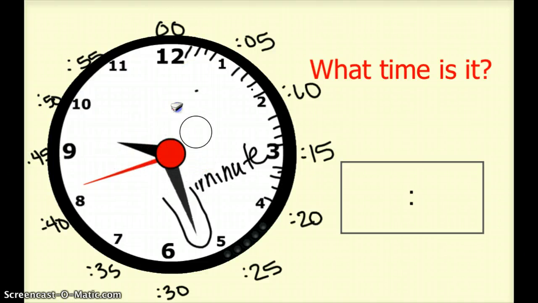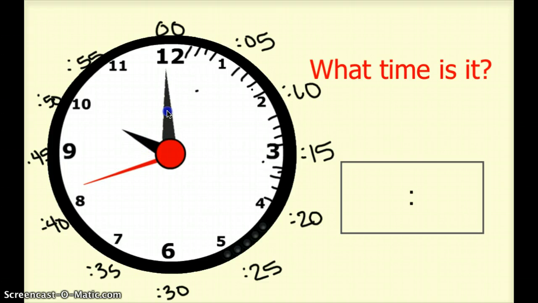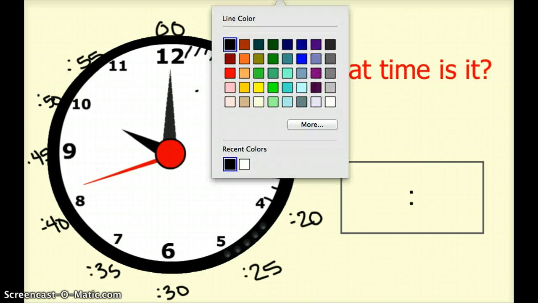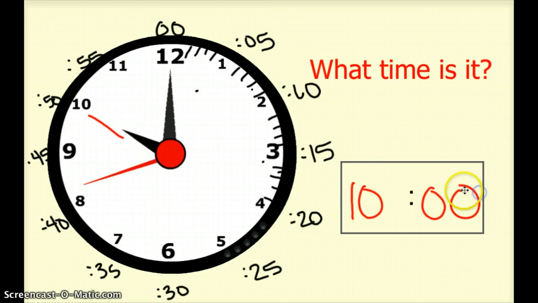Now that we've reviewed how to tell time, if I wanted to know what time this was, I would look and I'd see, okay, my hour hand, which is the little hand, is pointing to 10, and my minute hand is pointing to 12, which is 0. So I know that it is 10 o'clock. Okay, let's try one more.